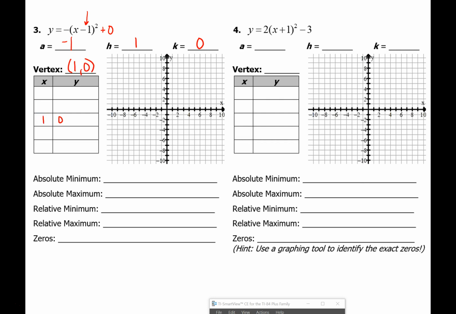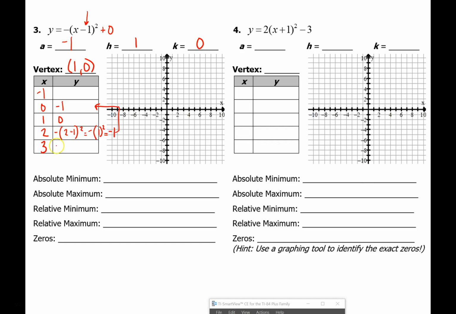So I'm going to put that in the center, and then I'm going to pick some x values close by. So I'm going to pick 2 and 3, and I'm going to go the other direction and pick 0 and -1. Now it's time to plug and chug. So I'm going to put in 2. So that's negative quantity 2 minus 1 squared plus 0. So 2 minus 1 is 1, and then I have negative quantity 1 squared. So order of operations says to do powers and then to do multiplication. So I'm going to do 1 squared is 1, and then I'm going to make that negative. That goes on my other side as well.